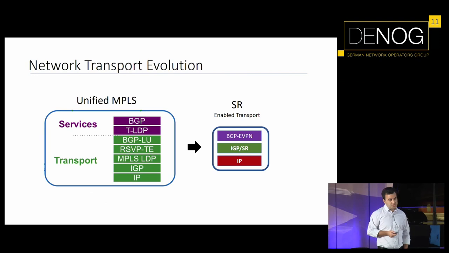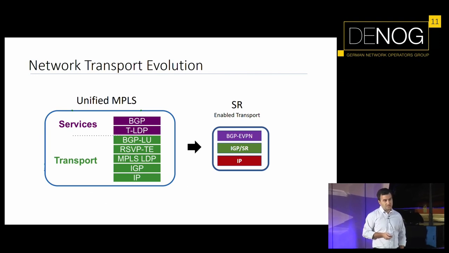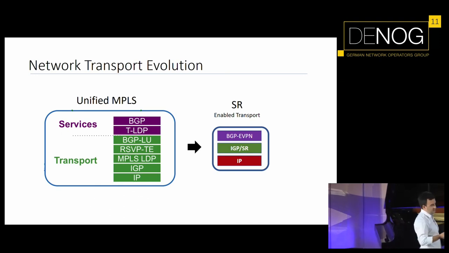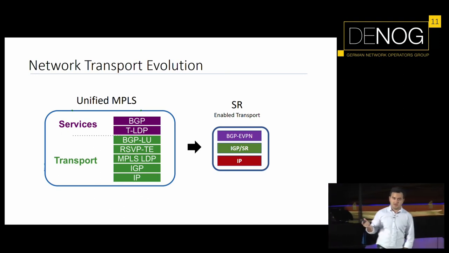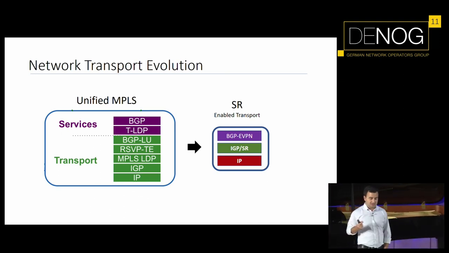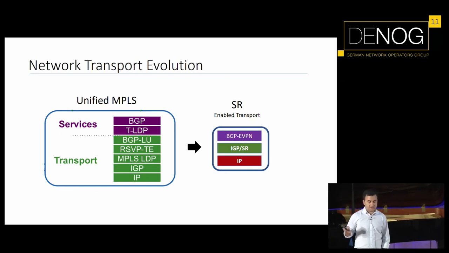Now, what do we eliminate with segment routing compared to what we do today? On the left-hand side, you have unified MPLS. With unified MPLS, you have two parts, right? You have the transport and you have the services part, meaning you run different protocols. In the transport, of course, you will always use IP for the connectivity, which is the same case with SR. You will use one of the IGPs, either OSPF or ISIS, and MPLS LDP to distribute the labels.